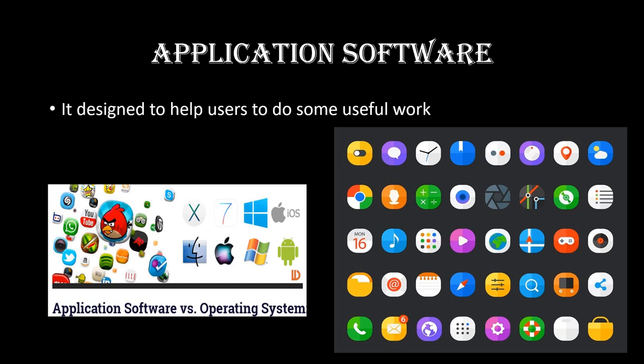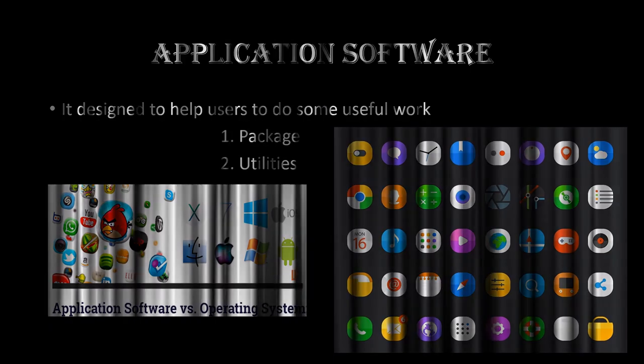Some application software is there for extra work, such as chatting or a calculator. We have two classifications. The first one is package and the next one is utilities. Let's see about the package.